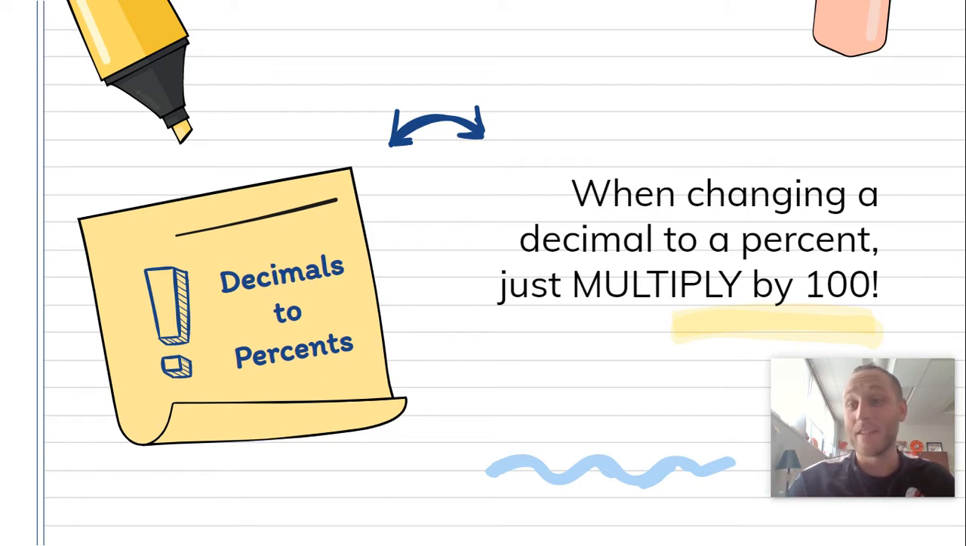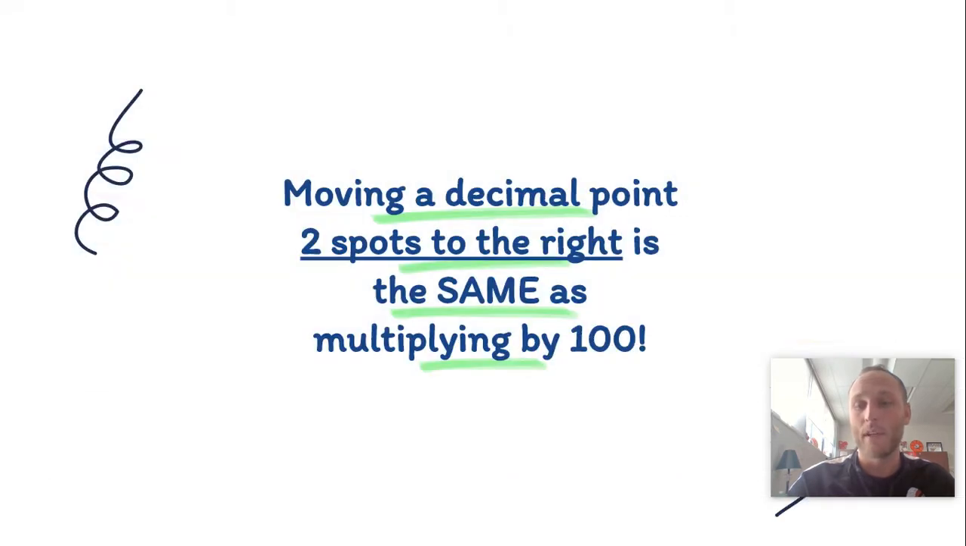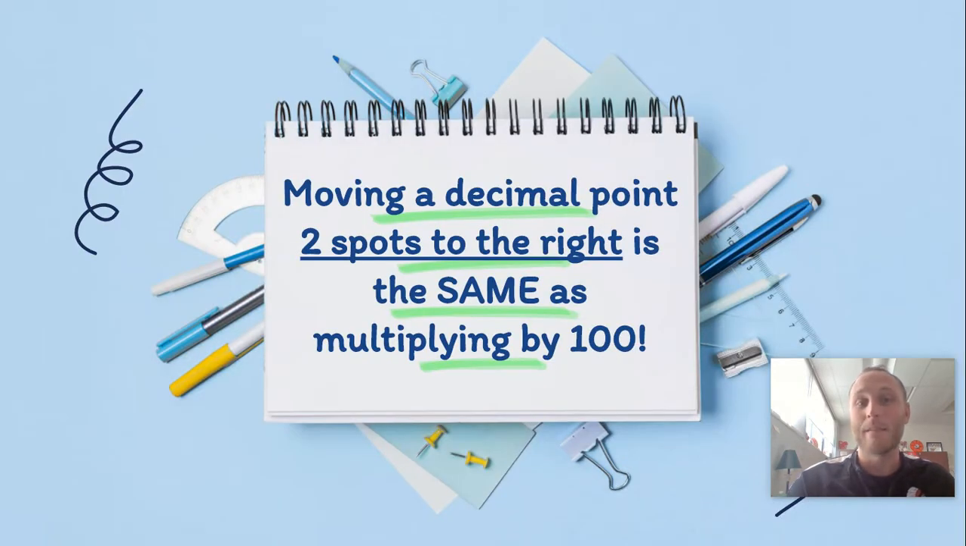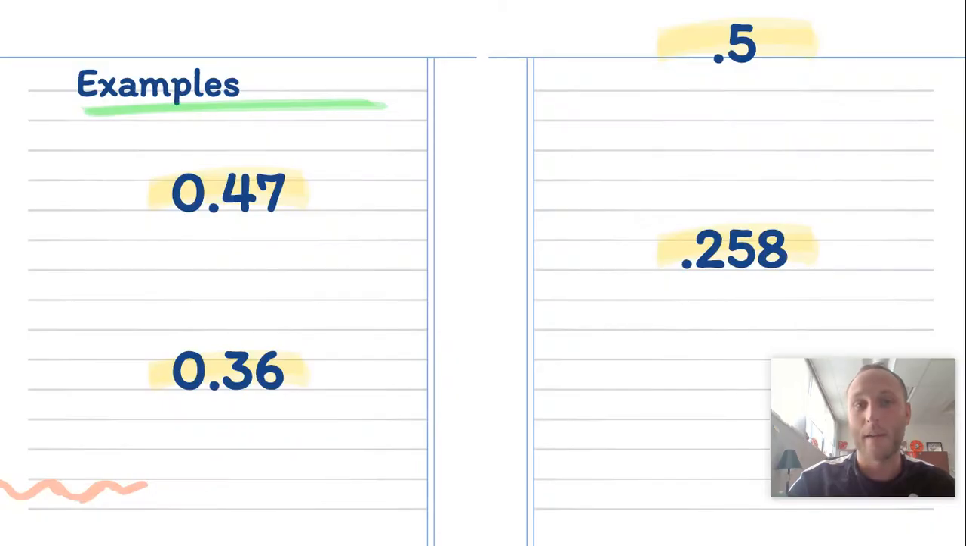And if multiplication's tough for you, there's actually a shortcut for how you do this. If you are multiplying by 100, that's the same as moving a decimal point 2 spots to the right. So you can see here it says moving a decimal point 2 spots to the right is the same as multiplying by 100. I want to show you how to do this here, and then I'm going to give you some problems to do on your Edpuzzle here. So let's do 4 quick examples here.